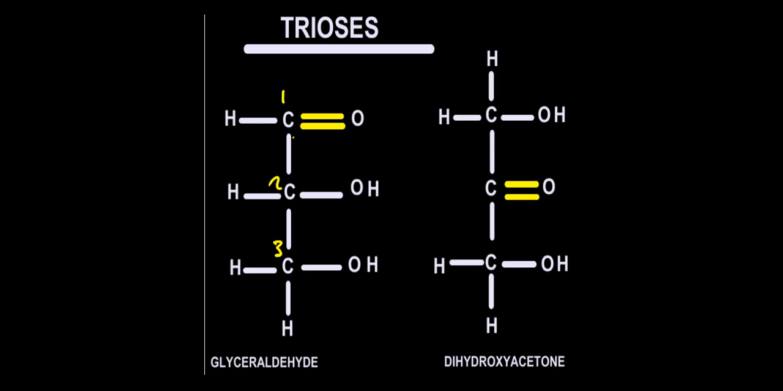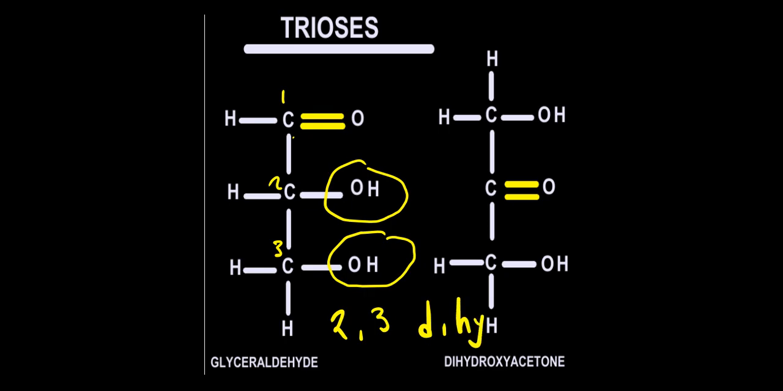Then from your organic chemistry, you can also name this compound in terms of organic chemistry. You realize that on carbon number 2 we have an OH functional group. On carbon number 3 we also have another OH functional group. So the other name for glyceraldehyde would be 2,3. Because we've got 2 hydroxyl groups, we say dihydroxy propanone or propanol.